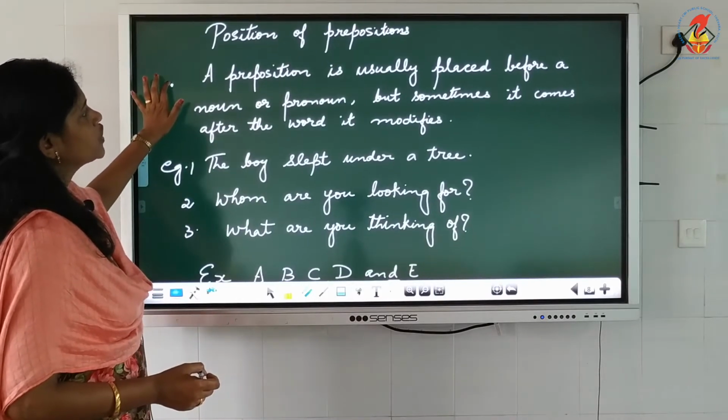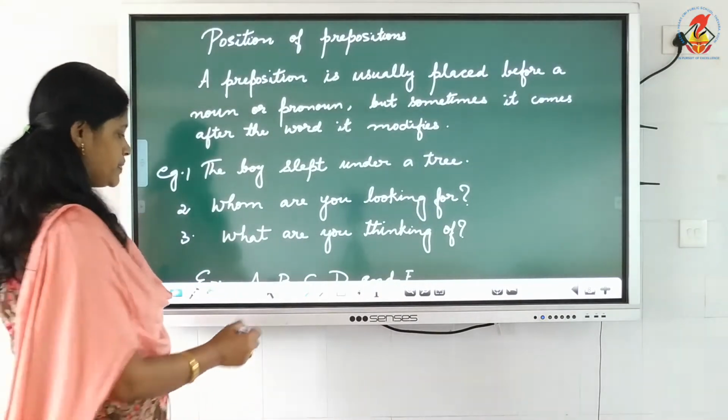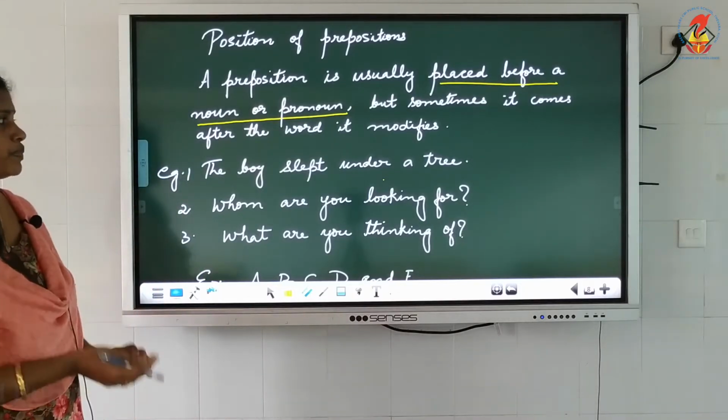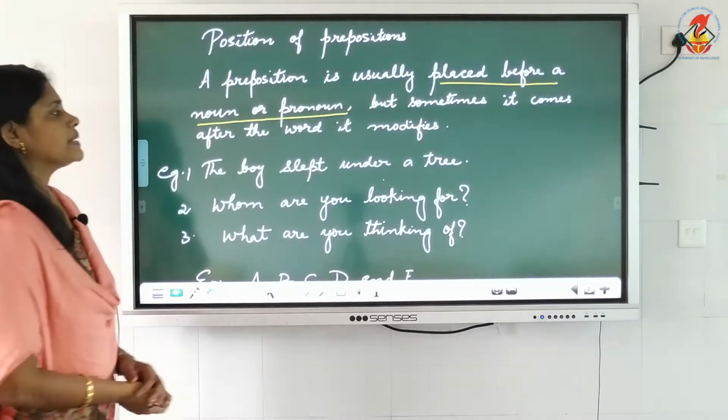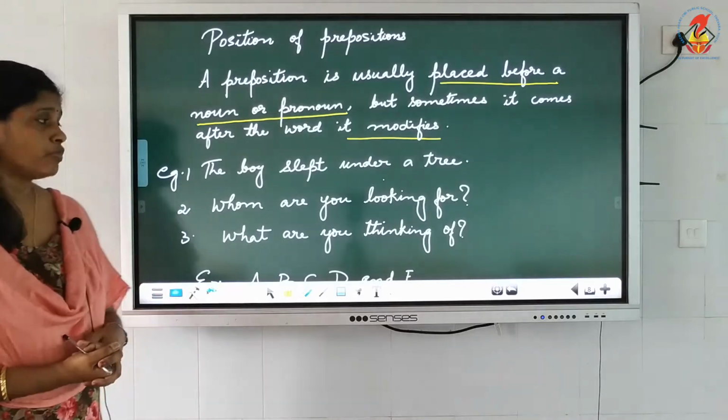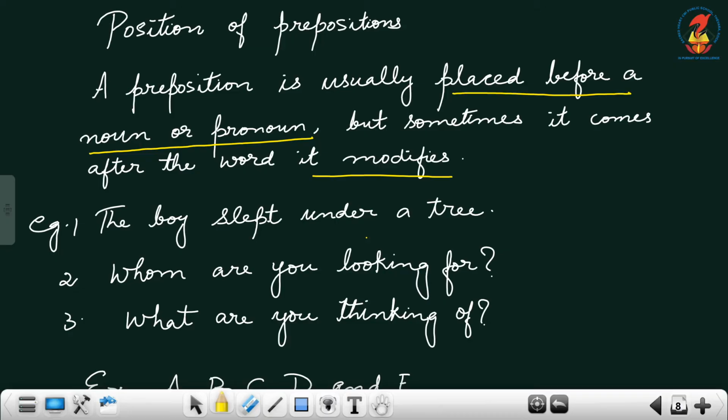Now, when we talk about the position of a preposition, what is the exact position of a preposition, children? A preposition is usually placed before a noun or a pronoun, but sometimes it comes after the word it modifies. It is generally placed before the noun it modifies. For example, the boy slept under a tree. This is a noun and tree is also a noun. Where did he sleep?